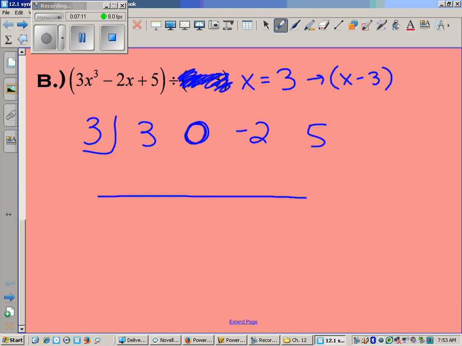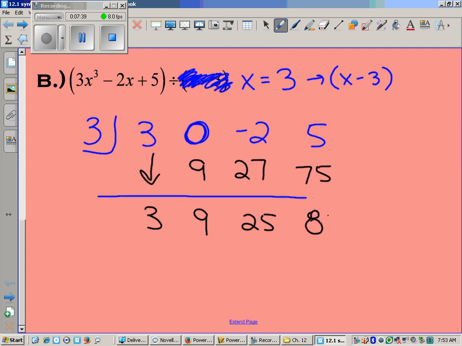All right, what do I do first? Yep, drop this 3 down. Now what? This 3 times this 3. 3 times 3 is 9. Add these together. Do it again. 3 times 9 is 27. What's negative 2 and 27? 25. 3 times 25? 75 and 5? 80. What does that 80 mean?